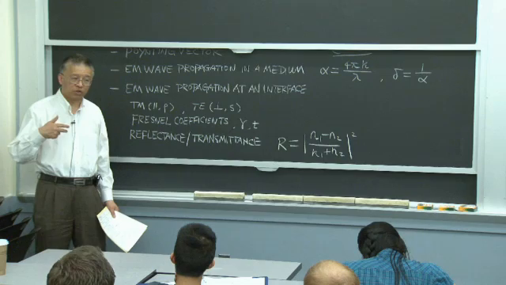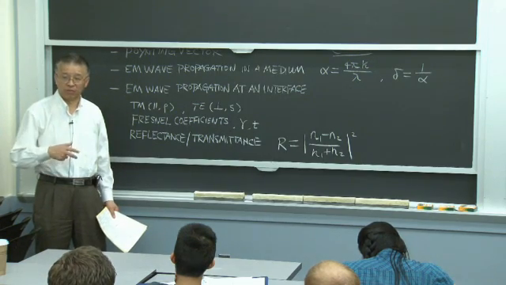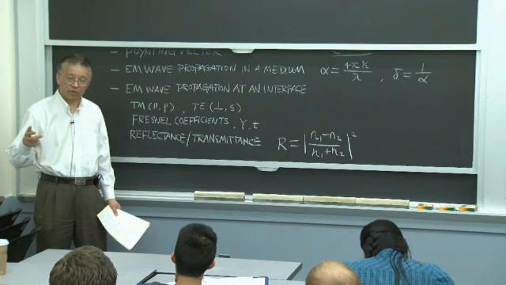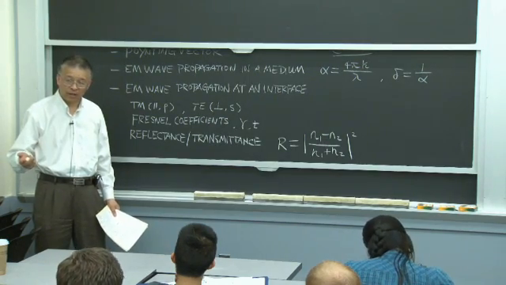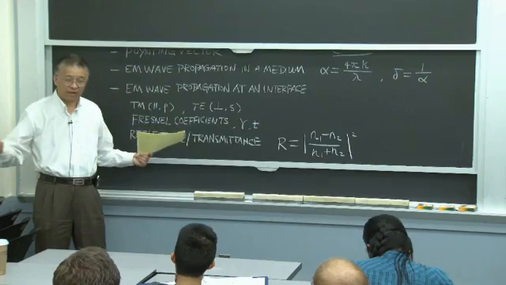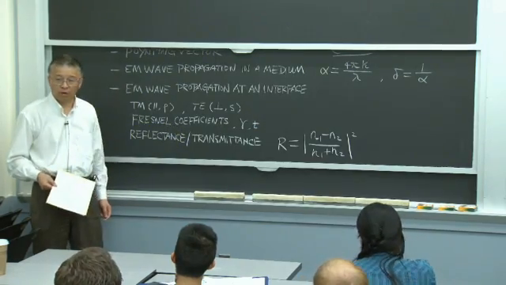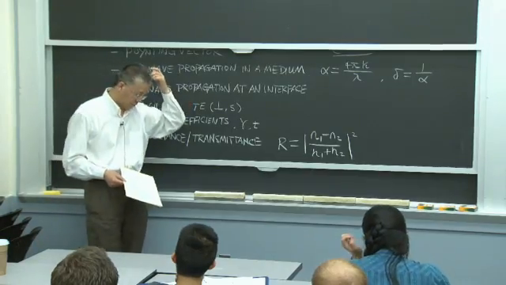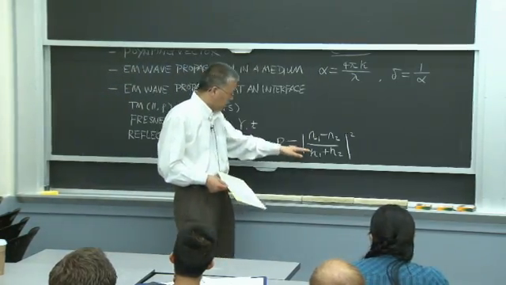This is, of course, assuming a perfect interface. Remember, I made a comment about wave vector conservation. This is a specular reflection, and that's what Snell's law tells us: the angle of incidence equals the angle of reflection.